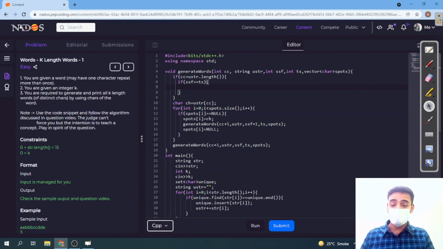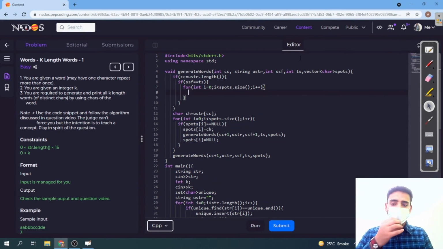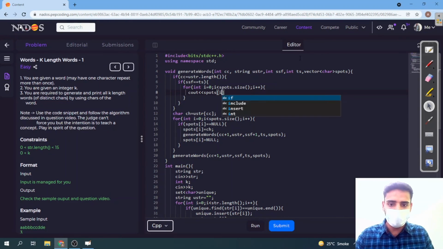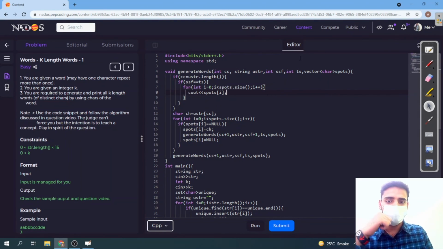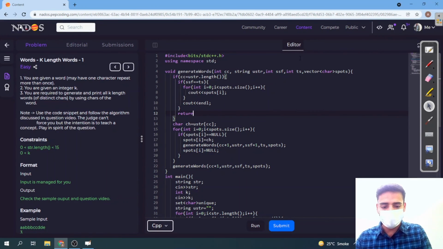Okay, so if this is the condition, then what we have to do, we have to print our spots, all that is occupied, right? So for that, we are going to use our for loop, i equals to 0, i is less than the size of spots, spots.size(), i plus plus, right? This is done. Now inside this, we have to print our spots value. So cout spots[i], right? Now after this, what we have to do, we have to change the line, right? After printing the statement, and don't forget to return. This is our base case.